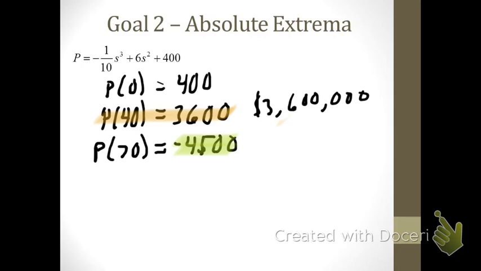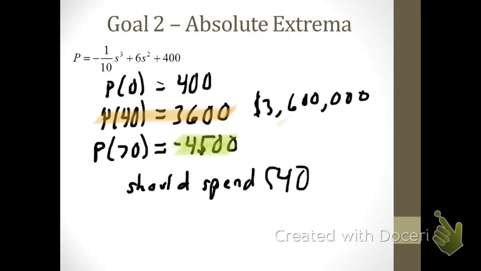Now, if you go back and read the question, it wanted to know how much of the budget they should spend in order to maximize their profit. Well, they should spend $40,000 to maximize their profit. Okay, that's using absolute extrema, and that's actually optimizing. We found the maximum value for a real-world situation. We were able to optimize a function.